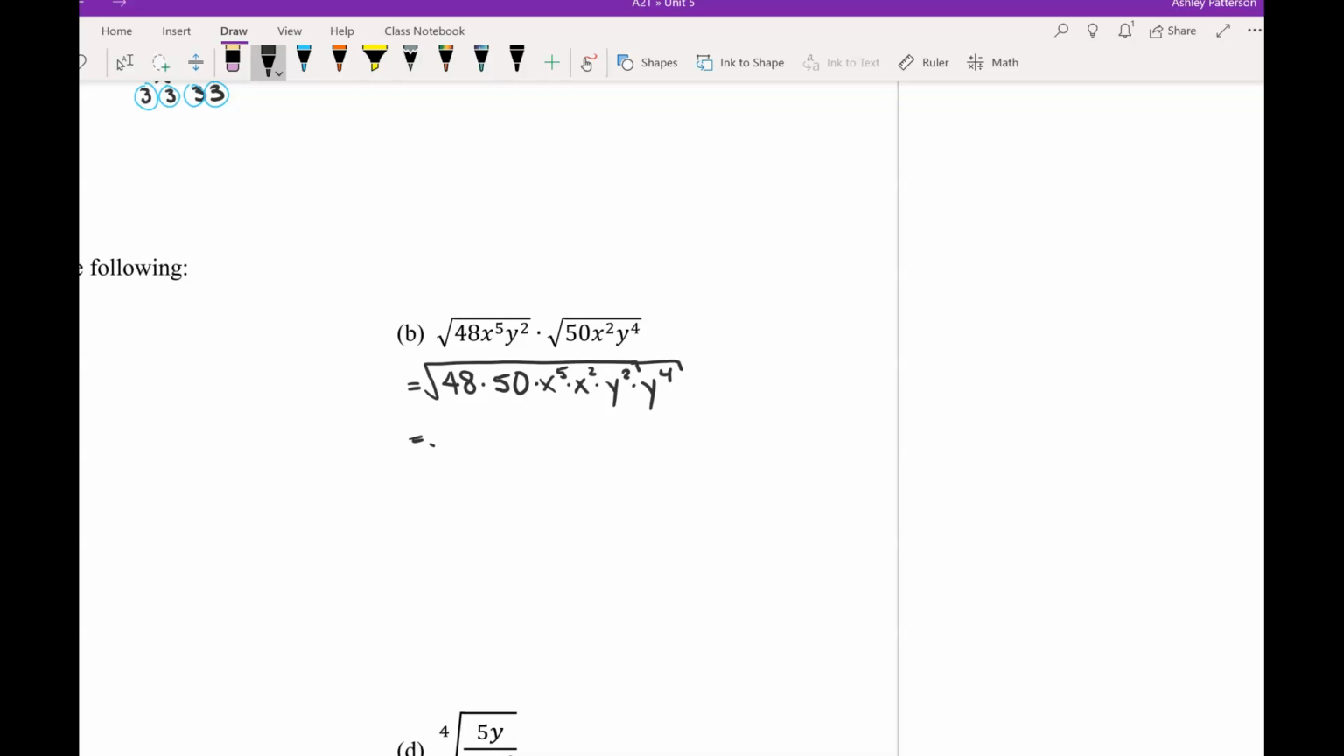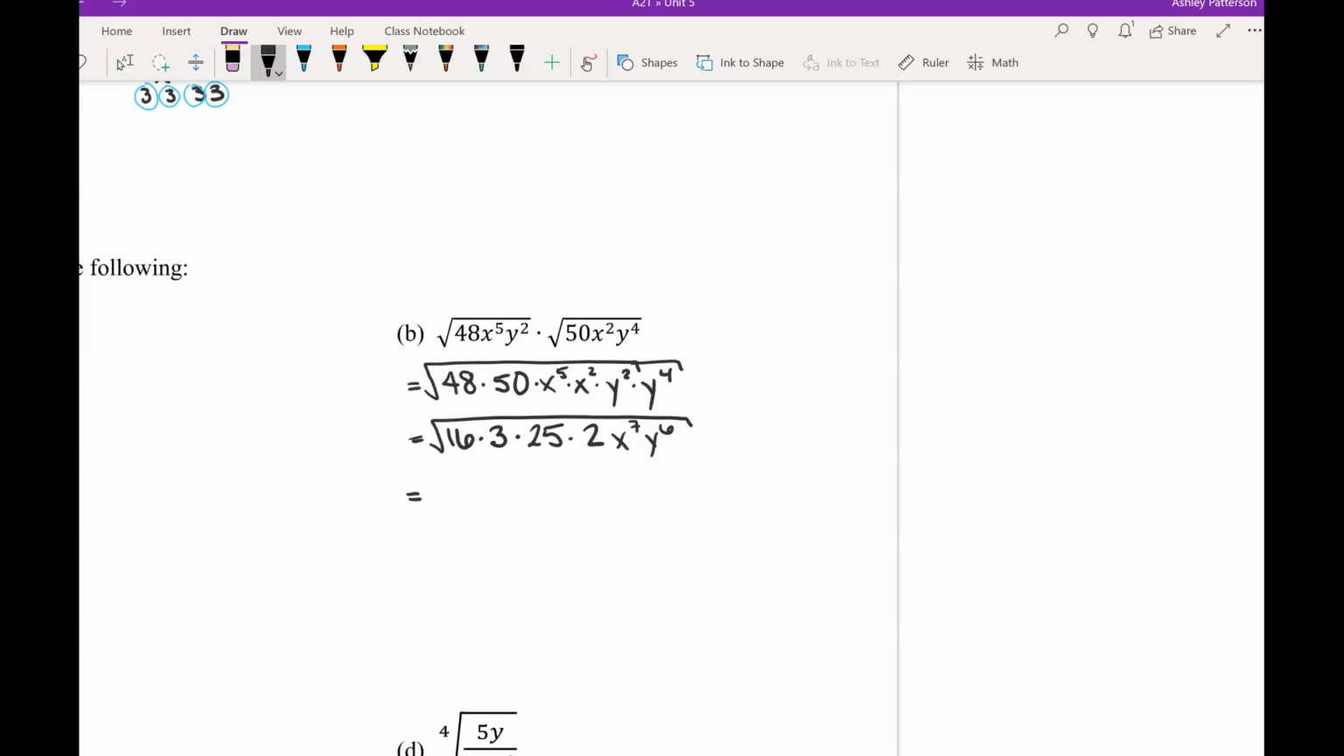So I'm not going to multiply the 48 and the 50 because that is going to be a very large number. Instead, I'm going to look for perfect squares that I can pull out of those. For example, 48 is 16 times 3, and 50 is 25 times 2, and then we have x to the 7th, y to the 6th. When you multiply by the same base, you add the exponents.